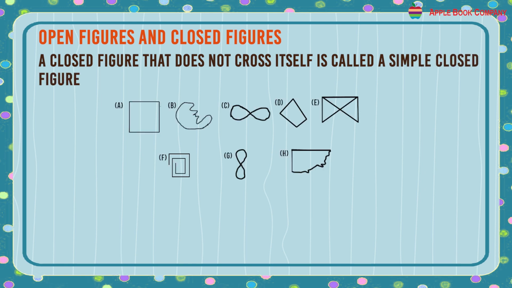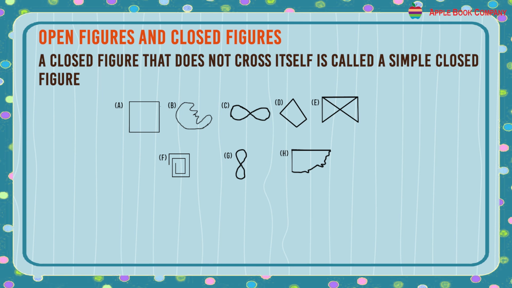Which of the figures given above could you draw by starting at the same point, never lifting your pencil from the paper, and ending at the starting point? Obviously, A, B, C, D, E, G, and H. Such figures are called closed figures.